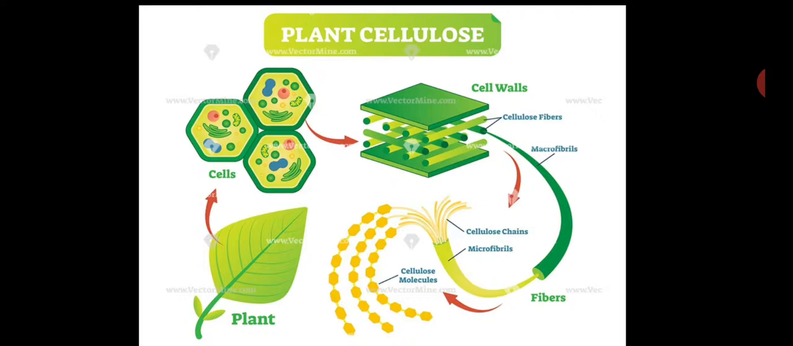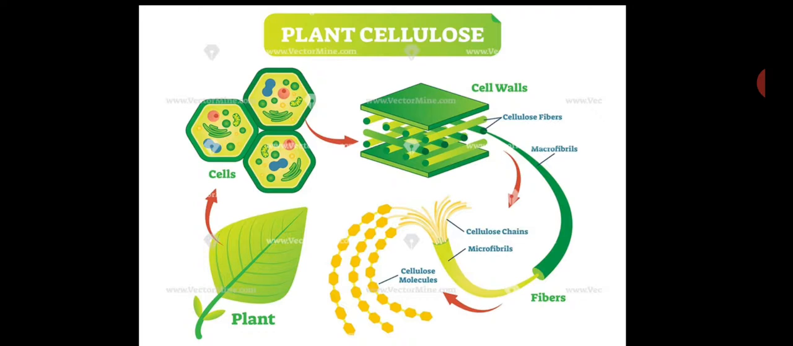Cellulose is the chief material in the cell wall, along with hemicellulose. Here you see many glucose molecules forming a polymer, cellulose. A cellulose chain is nothing but a polymer of glucose molecules.